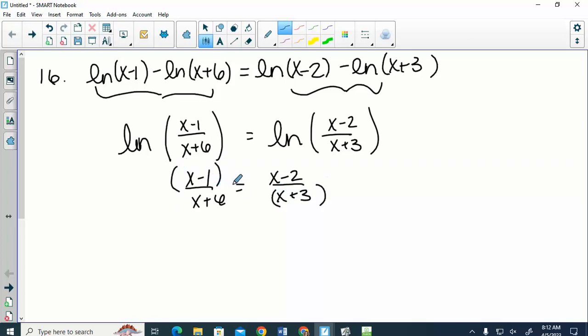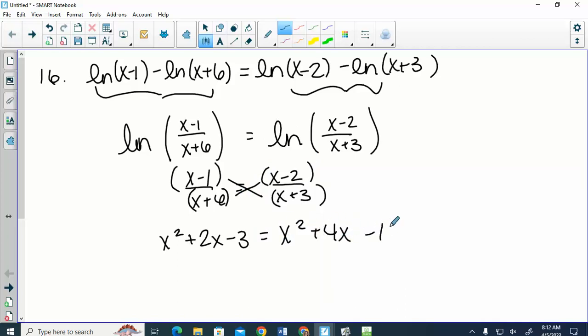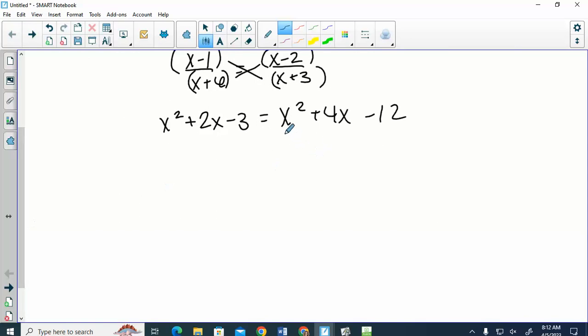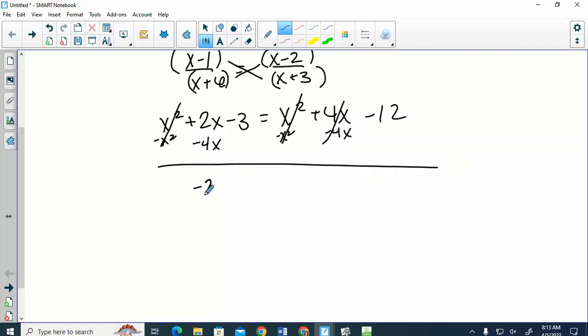So then if we cross multiply, we have to FOIL. So we get x squared plus 3x and minus 1x, so plus 2x minus 3. And this one, we get x squared plus 4x minus 12. Right? If I subtract over my x squared, those drop. If I subtract my 4x and negative 2x and add my 3, equals negative 9. So divide, and we get a positive 9 over 2.